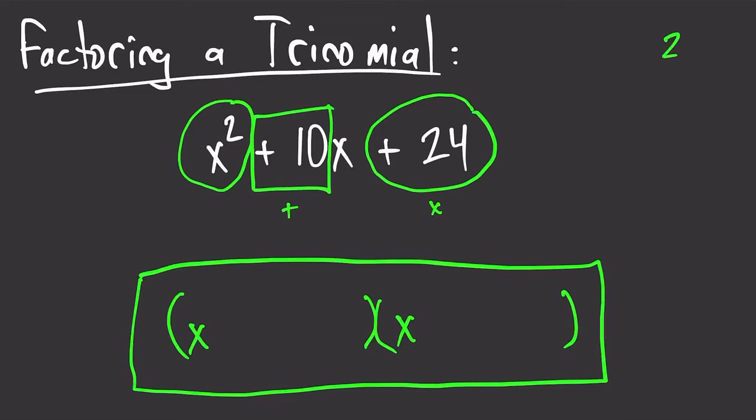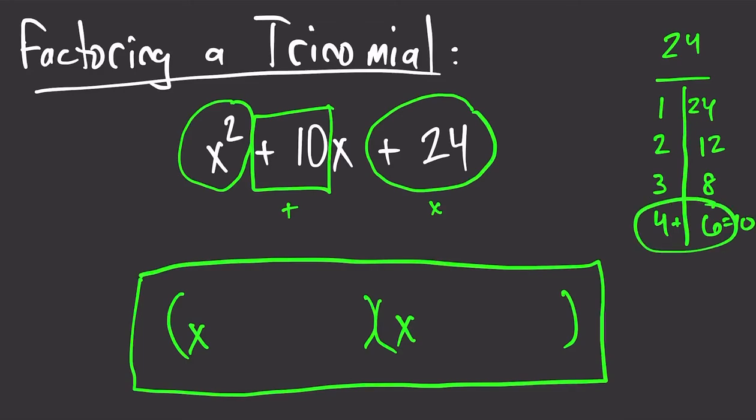So I'm going to do my quick t-chart over here. Factors of 24: 1 times 24, 2 times 12, 3 times 8, and 4 times 6. Now, of those four pairs, which pair add to 10? Well, obviously that's going to be 4 and 6. All right, so in the parentheses, I'm going to have 4 and 6, and that's my answer. x plus 4 times x plus 6 equals x squared plus 10x plus 24.